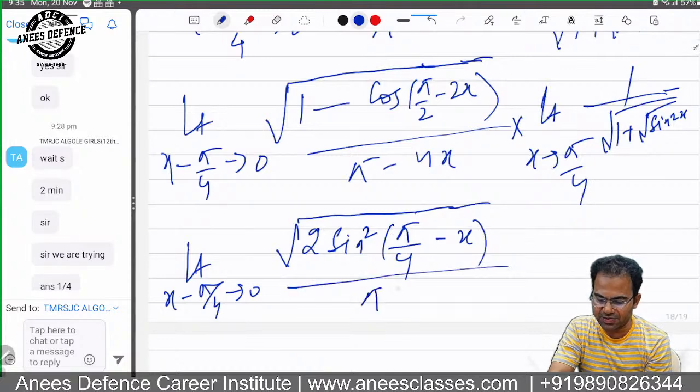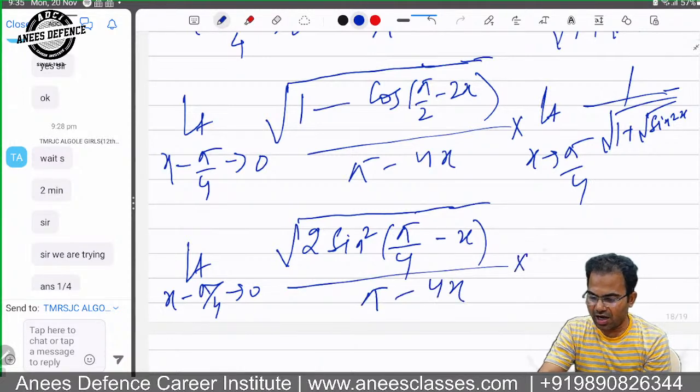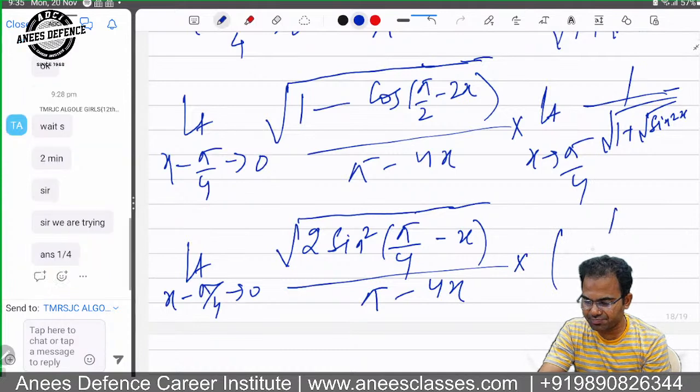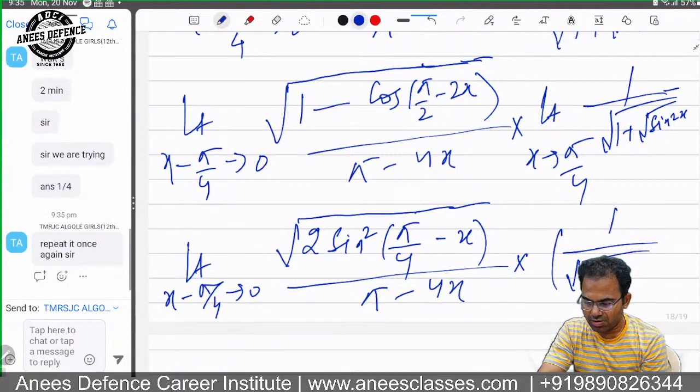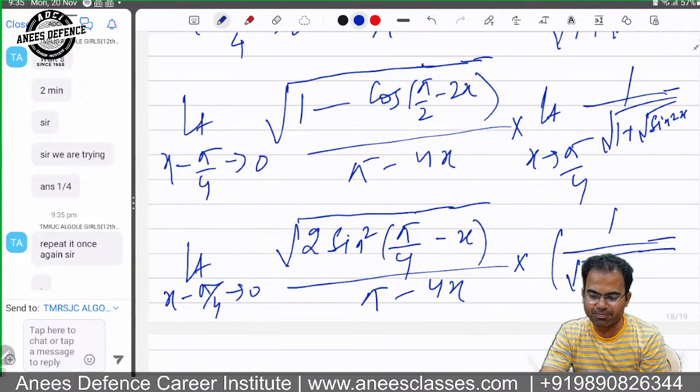Divided by pi minus 4x. A limit of this part will be 1 plus sine 2x means I will get pi by 2. So it will be also 1.